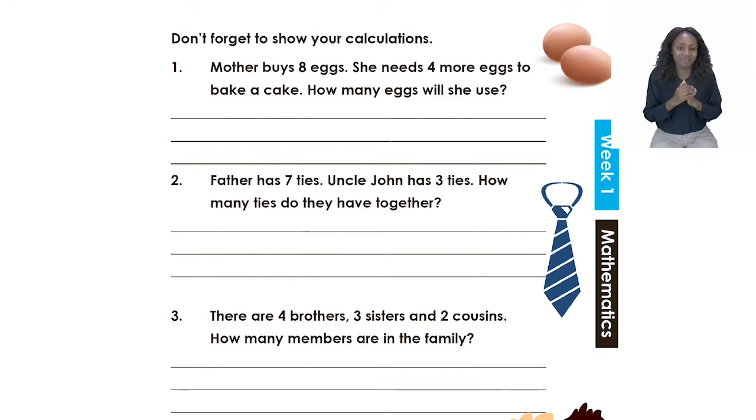Number 1 says, Mother buys 8 eggs. She needs 4 eggs to bake a cake. How many eggs will she use? Let me read it again. Mother buys 8 eggs. She needs 4 more eggs to bake a cake. How many eggs will she use? Let's take a look at the board.